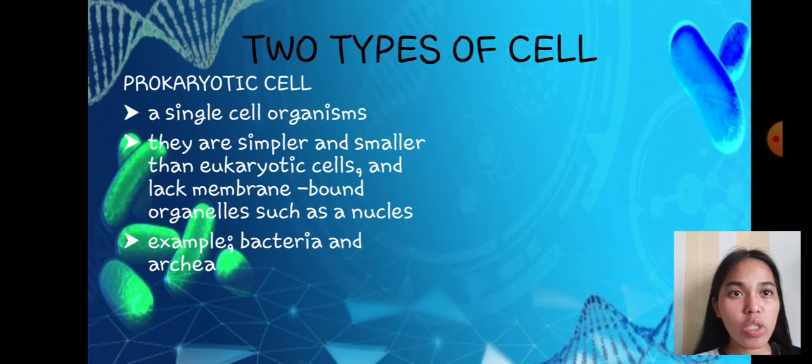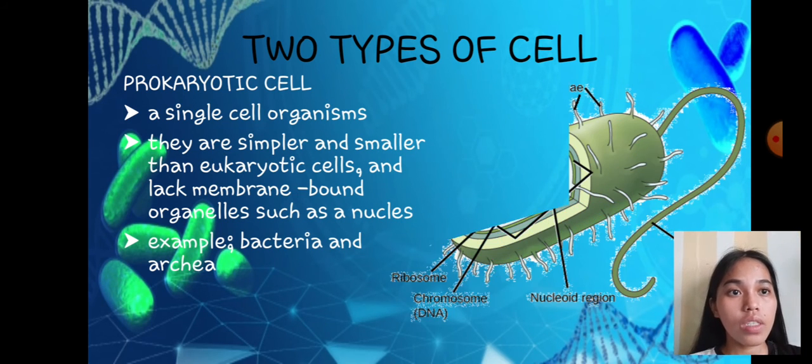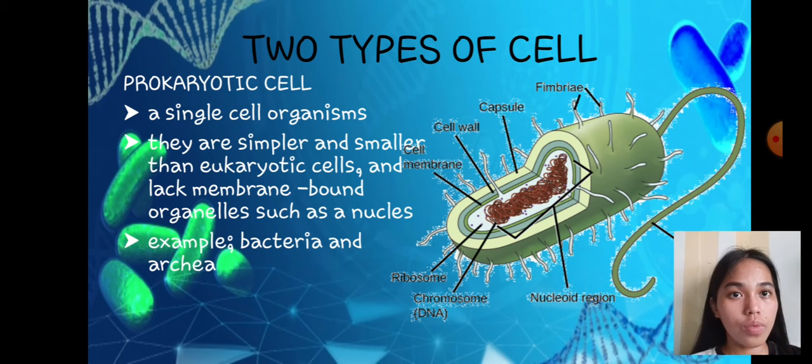Next is the second type of cell, the prokaryotic cell. A single cell organism, they are simpler and smaller than eukaryotic cells and lack membrane-bound organelles such as a nucleus. Examples are bacteria and archaea. This is the example of a prokaryotic cell. There is a capsule, cell wall, cell membrane, ribosome, chromosome, and nucleus region.